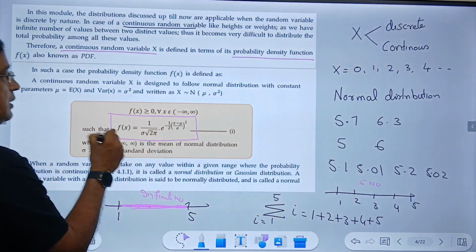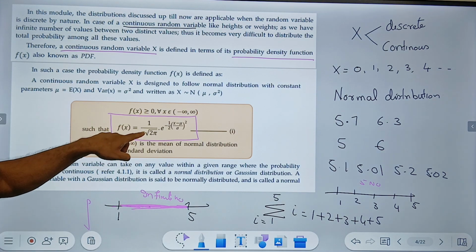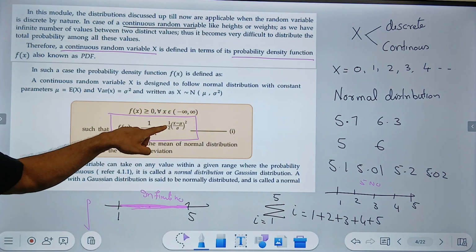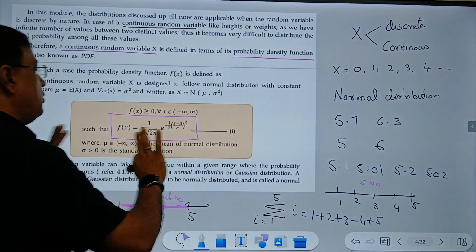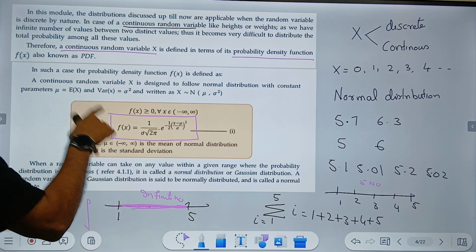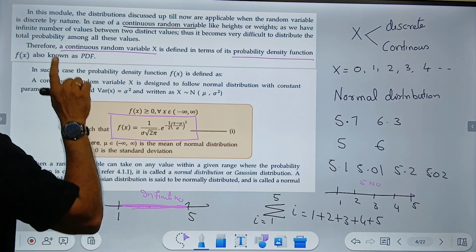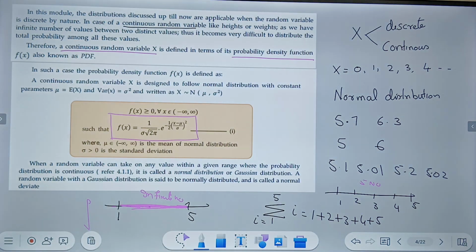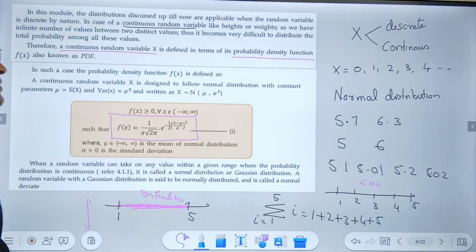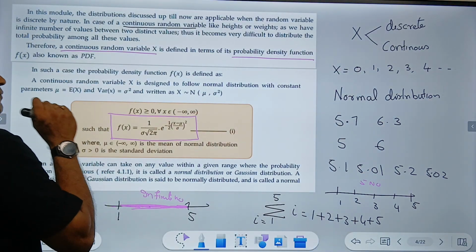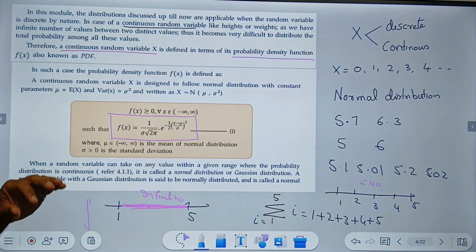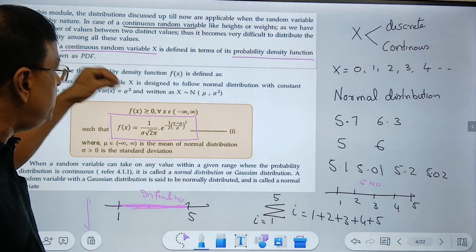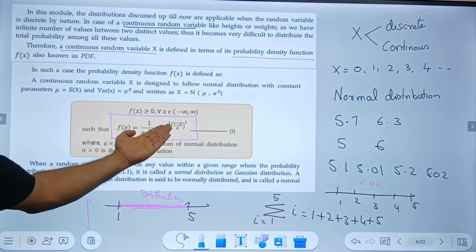Look at this formula. f of x is equal to 1 by sigma root of 2 pi, e to the power of minus of (x minus mu by sigma) whole square. This derivation is not required for us, so I am not going inside this. So this is how you define the probability density function for a normal variable, normal distribution. It has certain properties. The first property is f of x must be greater than or equal to 0. f of x is a positive function. f of x is always greater than or equal to 0 because f of x is an exponential function.